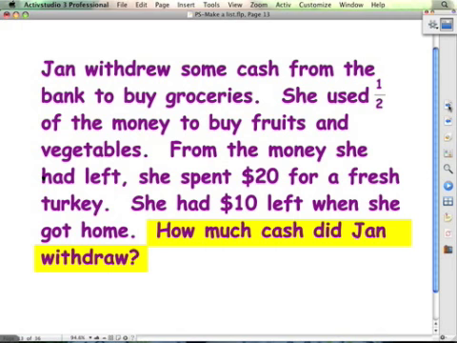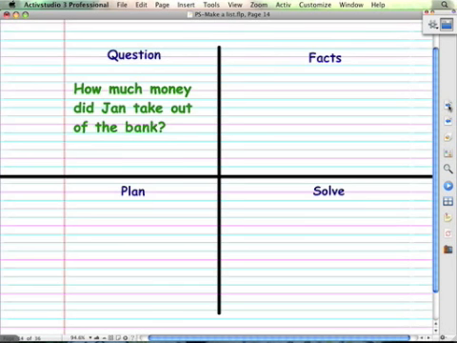And I know withdraw means to take out. So let's go back to our problem-solving grid, and we're going to put it into our own words. How much money did Jan take out of the bank? Let's go back to the problem again, and this time let's read through looking for facts.